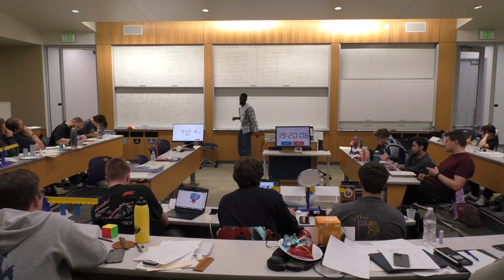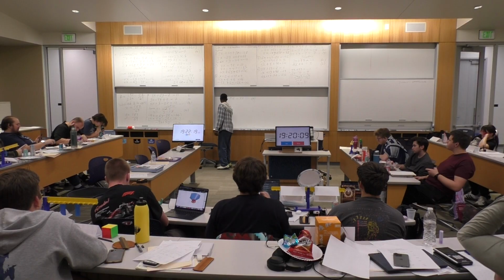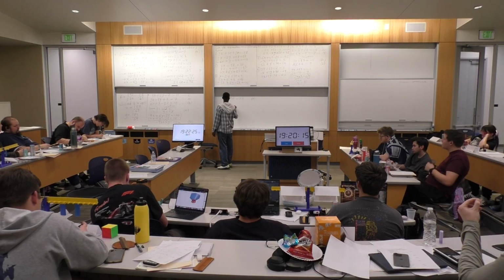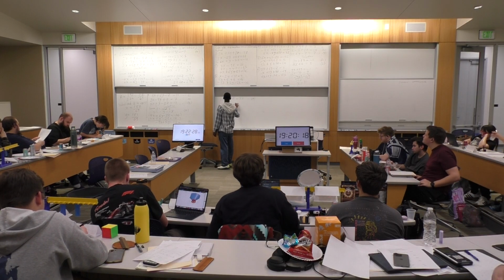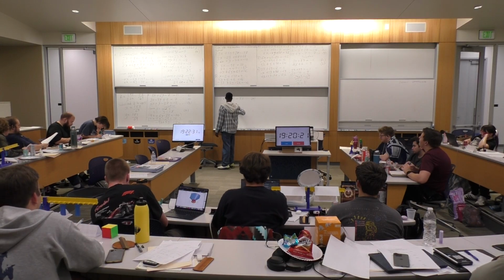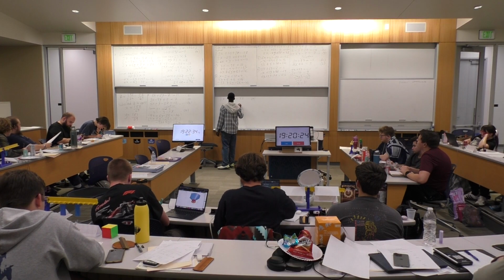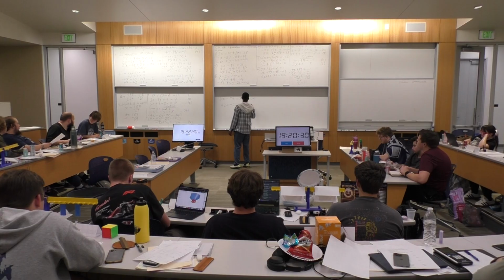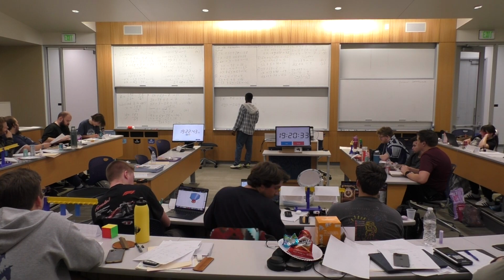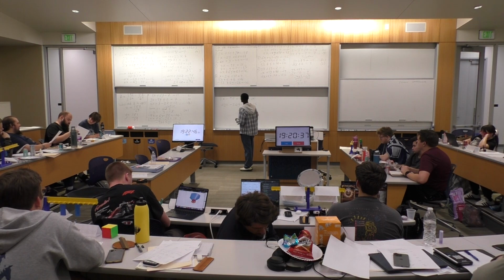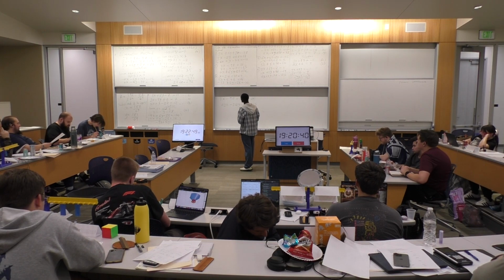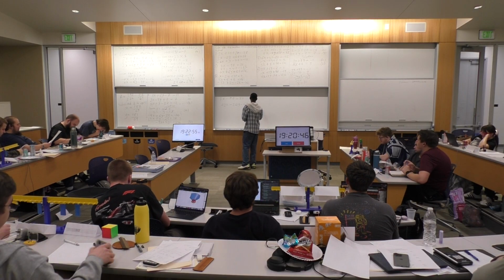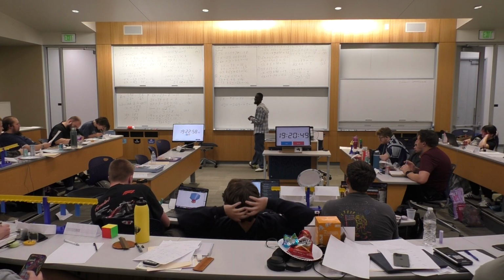6 times 7, 42x. Minus 12, 24. 24y minus 6z equals minus 15. Negative what? Okay.